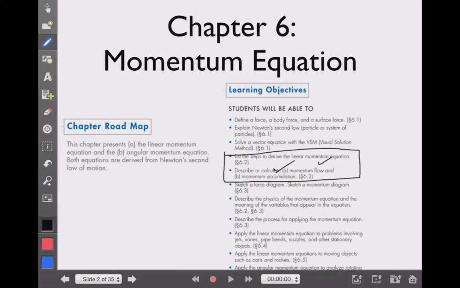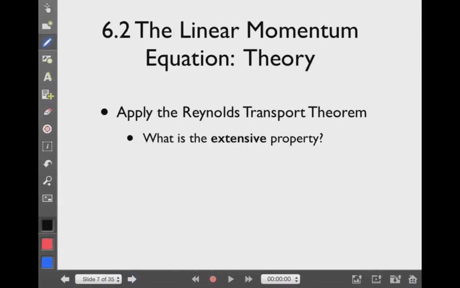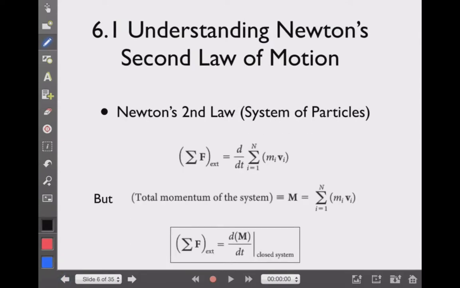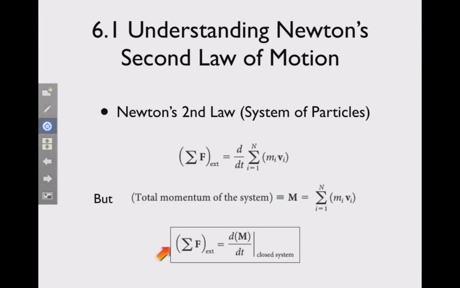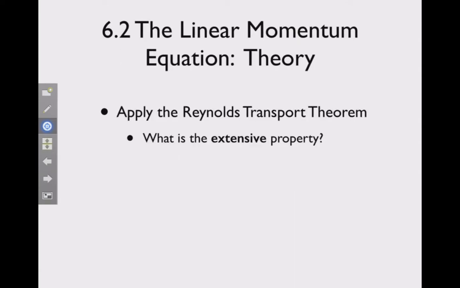These are terms that fall out of the Reynolds transport theorem and are very, very similar to mass flow and mass accumulation in the Reynolds transport theorem applied to mass, or the continuity equation. So let's get started. I'm just going to zip ahead to section 2 here. If you remember, this is where we left off with section 1, where we talked about how the sum of the external forces is equal to the time rate of change in the momentum in a closed system. So let's talk about how that applies to the Reynolds transport theorem now.